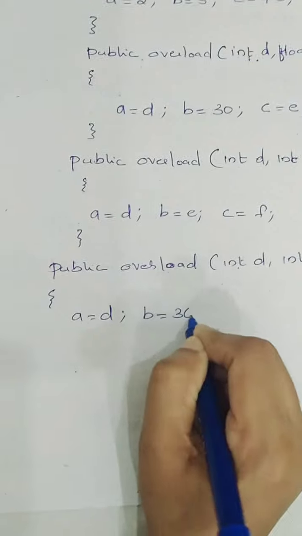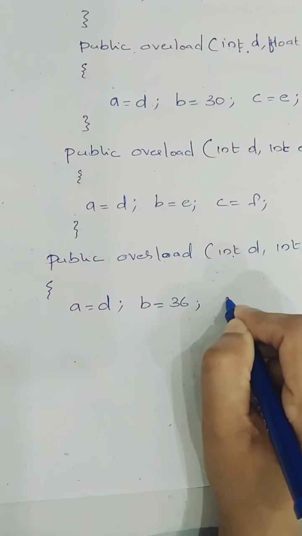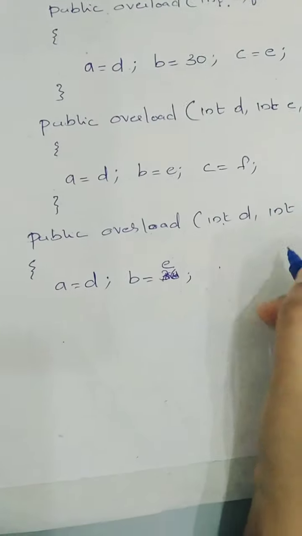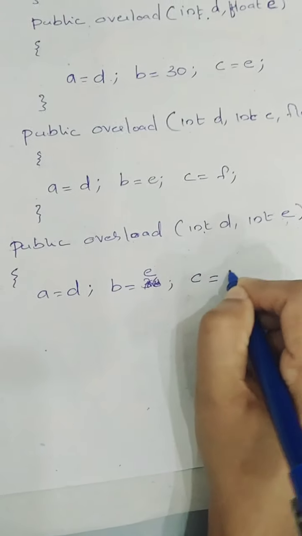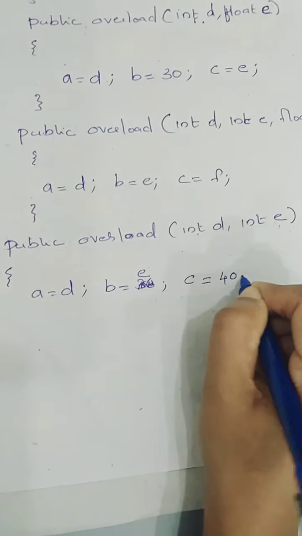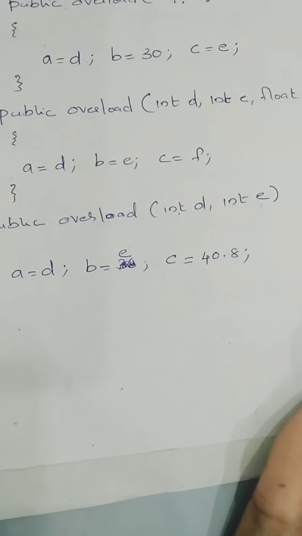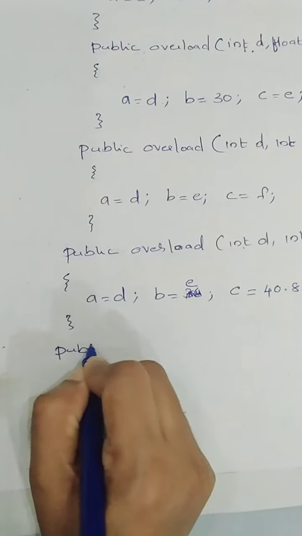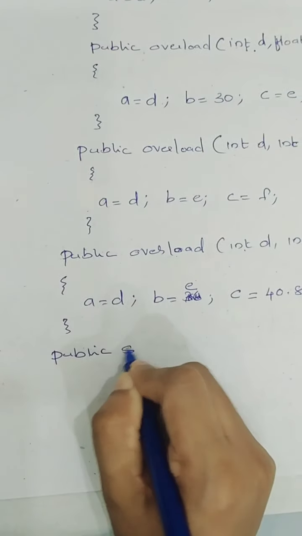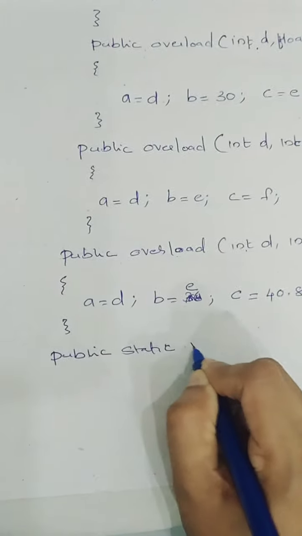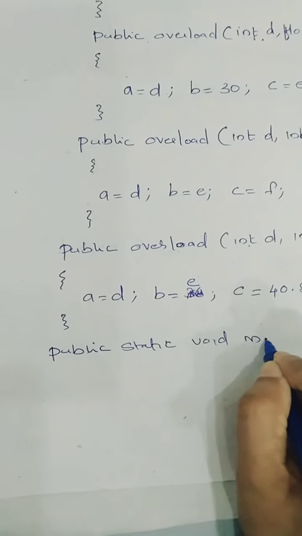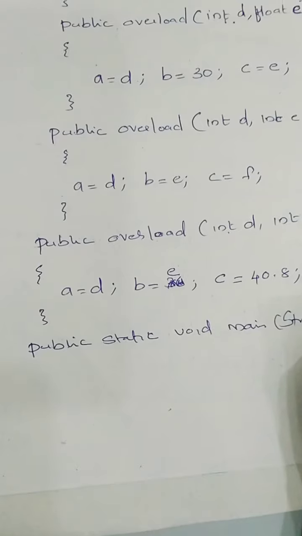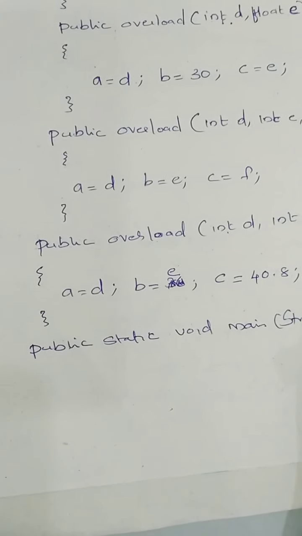B is equal to 36. B is equal to e. And c is equal to 40.8. Okay. And I've closed the constructor. Now I am writing the main method, the important public static void main string args.